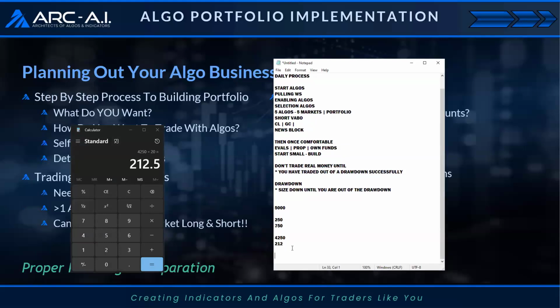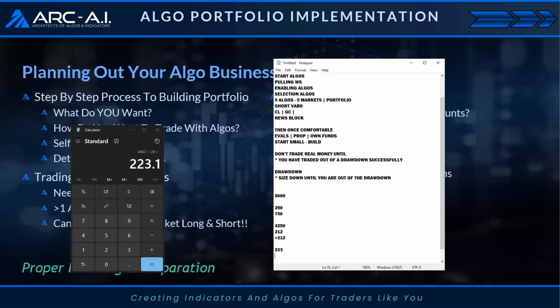Let's say you have a winning day, and now you made 212. So you take the 212 plus 4,250, your drawdown is now 4,462, divided by 20. The next day, you're at 223. Say you take a losing day. Now you're down 450.